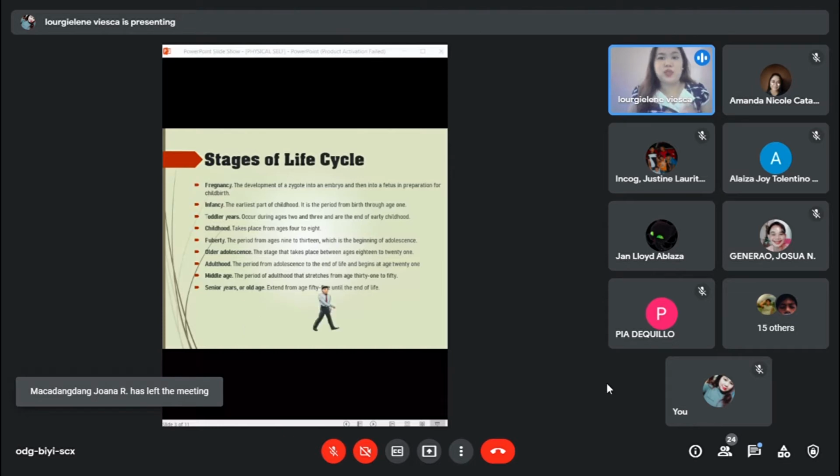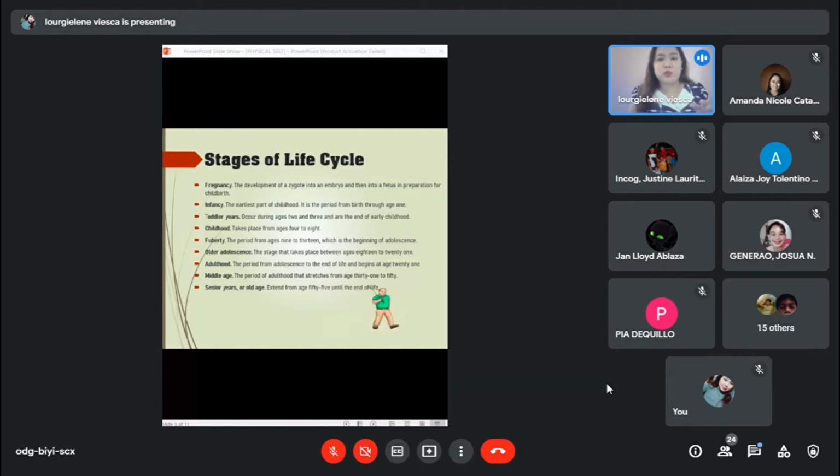So if we look at it, the most fragile stages of an individual are at the start, the infancy, and at the end, which is the senior ages of the stages of life. Then now let's move on.